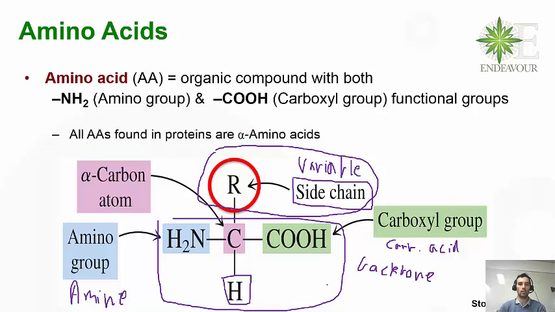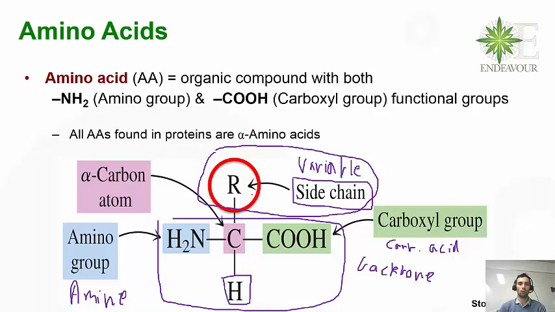Which of these four groups that is attached to our central carbon is a part of the side chain? The side chain is our variable region, designated as R in this picture. Remember, R can represent different groups of atoms. We'll see some of the different side chains that the amino acids can actually have on the coming slides.